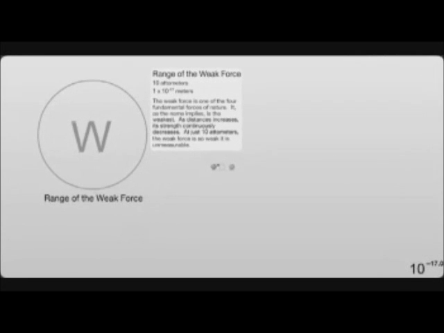Range of weak force. The weak force is one of the 4 fundamental forces of nature. As the name implies, it is the weakest. As distance increases, its strength continuously decreases. At just 10 attometers, the weak force is so weak, it is unmeasurable.